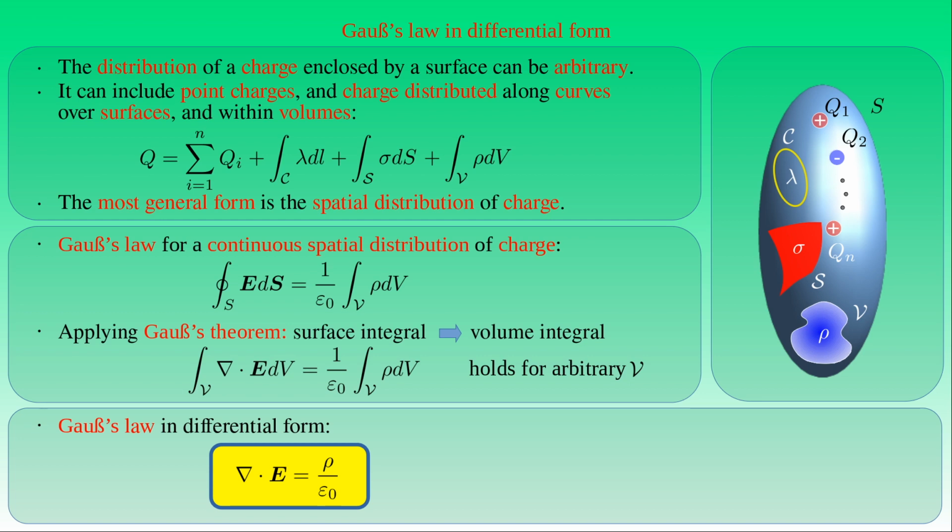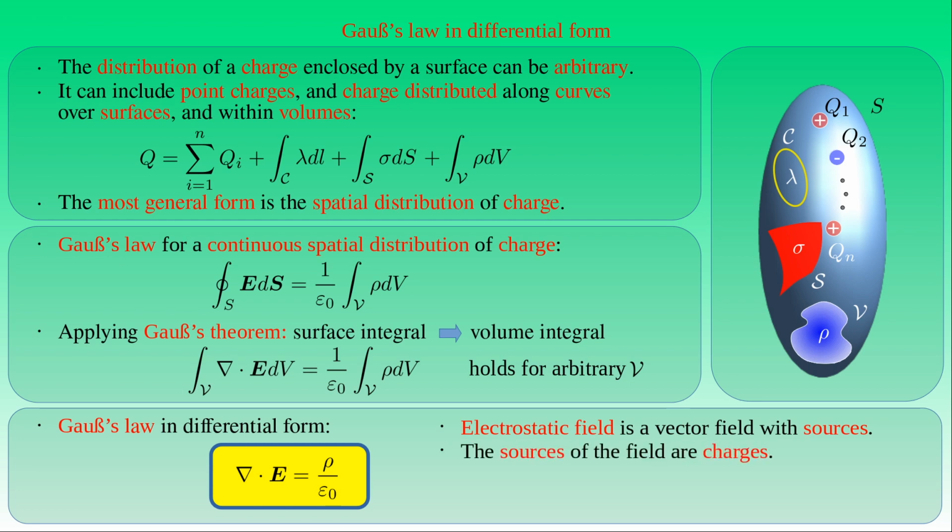The law states that the electrostatic field is a vector field, that is, it describes the electric field strength E in each point of the space, which has sources. The sources of the electric field are charges, or more generally an arbitrary spatial distribution of charge, and the divergence of the electric field measures the intensity of the sources.